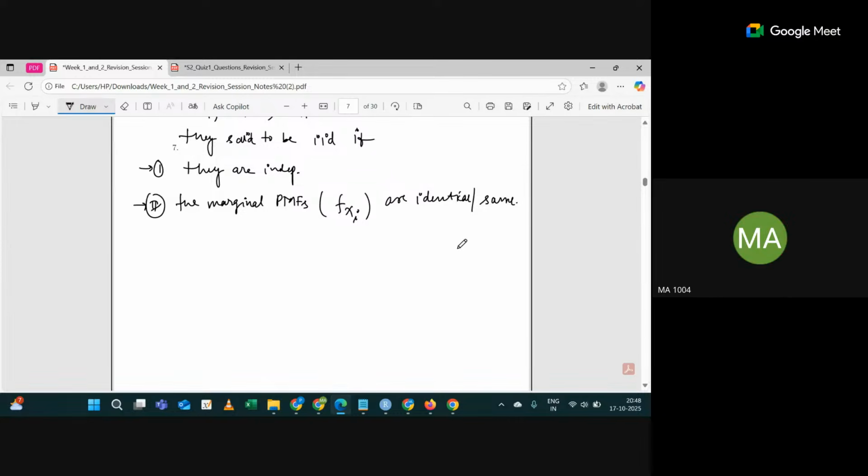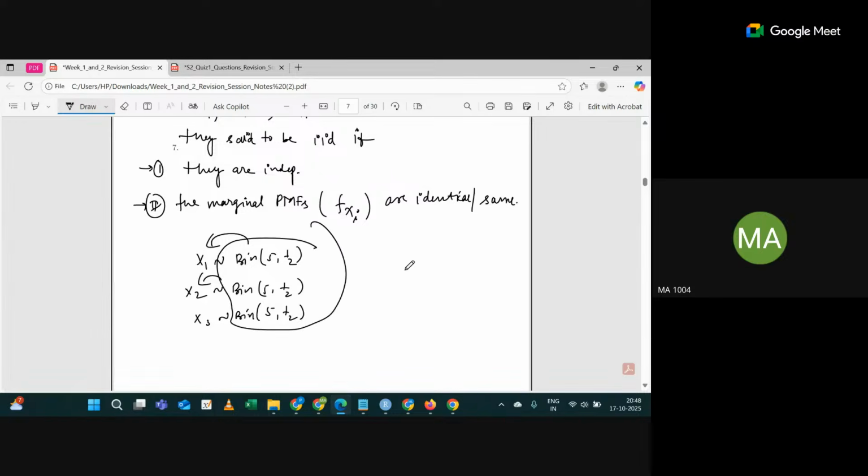The marginal PMF is the same, meaning the PMF can be anything. It can follow a binomial. If I say x1 is from binomial with some parameters, x2 is also from binomial, let's say (5, 1/2) each. You have collected one data point x1 from this, one x2 from this, one x3 from this. So this is identical, right? All are from the same population distribution.